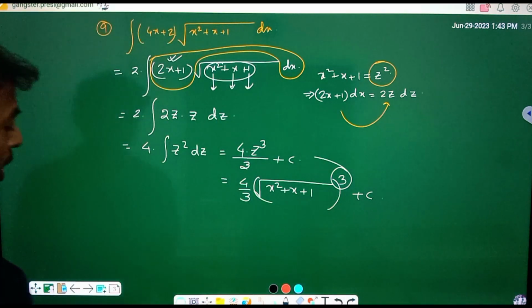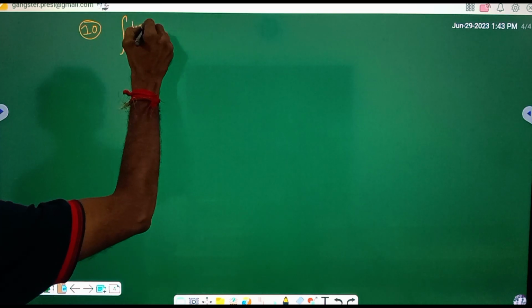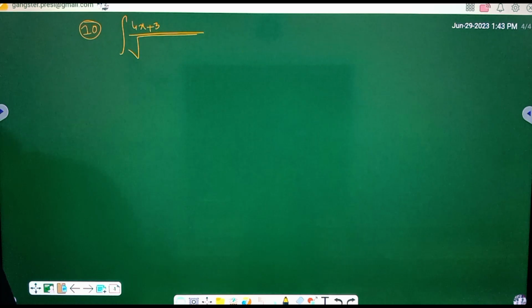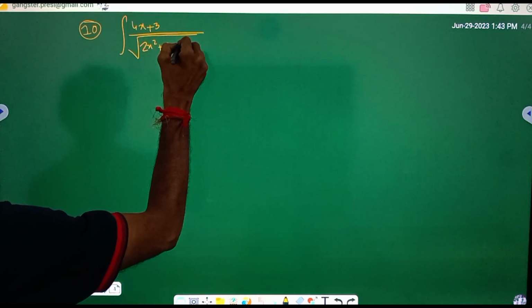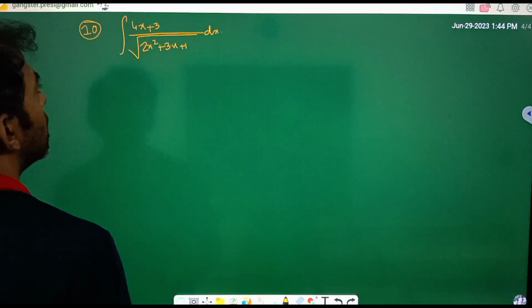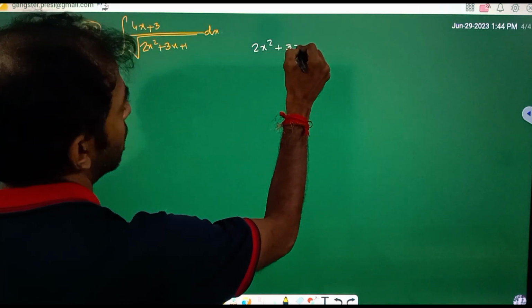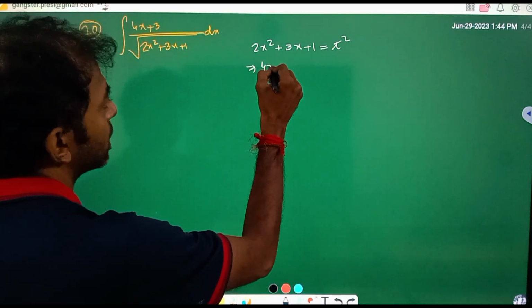Next we are moving on to the 10th problem. Problem number 10 is integration of 4x plus 3 dx divided by under root 2x square plus 3x plus 1 dx. Here I am going to substitute 2x square plus 3x plus 1 as t square. So the result will be 4x plus 3.